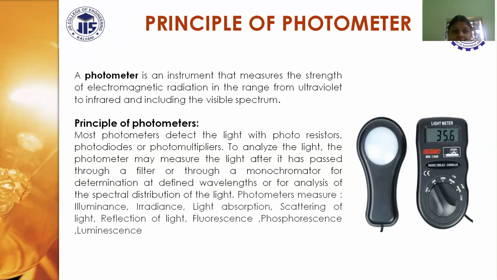Now, principle of photometers. Most photometers detect the light with photoresistors, photodiodes, and photomultipliers. To analyze the light, the photometer may measure the light after it has passed through a filter or through a monochromator for determination of defined wavelengths or for analysis of the spectral distribution of the light. Photometers measure illuminance, irradiance, light absorption, scattering of light, reflection of light, fluorescence, phosphorescence, luminescence.